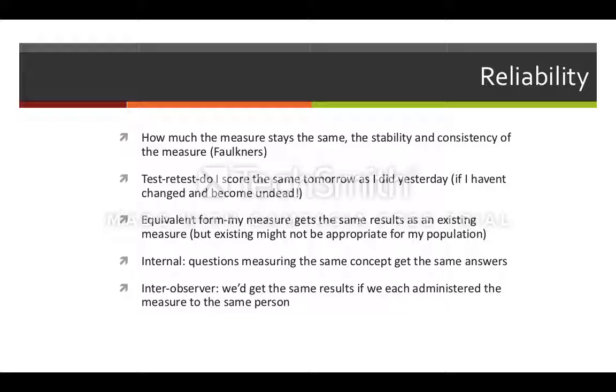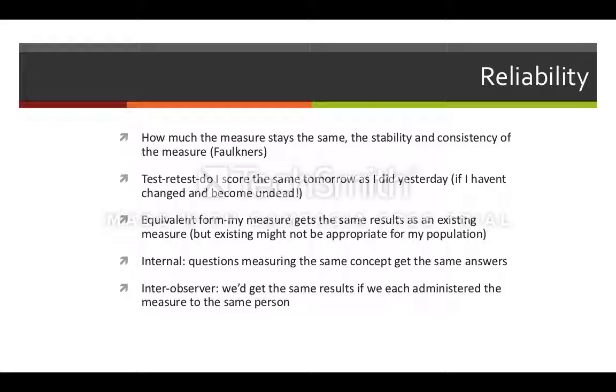And so the other way of evaluating an instrument is looking at reliability. And reliability, again, looks at the stability and consistency of the measure. And there's also various forms of reliability. So test-retest reliability looks at whether, if I take the instrument today and then I take the instrument tomorrow, assuming that I haven't changed overnight and become undead, I will score the same today as I do tomorrow. That would be high test-retest reliability.